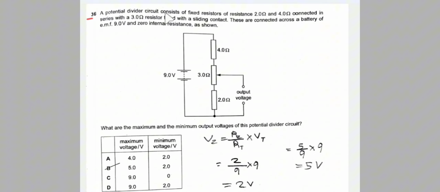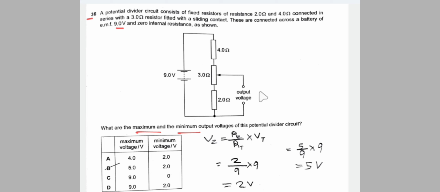6. A potential divider circuit consists of fixed resistors of resistance 2 ohm and 4 ohm connected in series with a 3 ohm resistor fitted with a sliding contact. So the 3 ohm resistor is fitted with a sliding contact, and 2 ohm and 4 ohm resistors are given. These are connected across a battery of EMF 9 volt and 0 internal resistance as shown. What is the maximum and the minimum output voltage of the potential divider circuit?